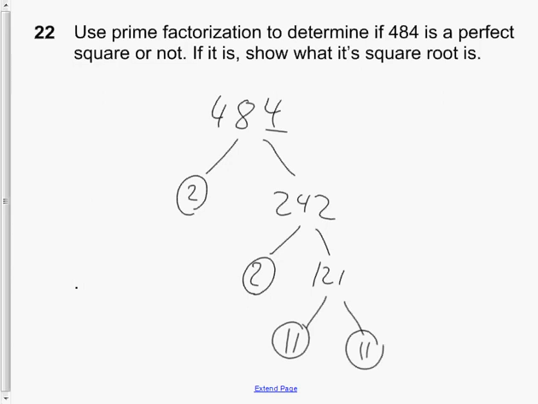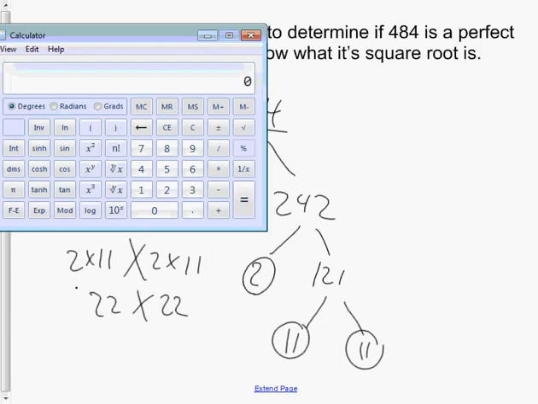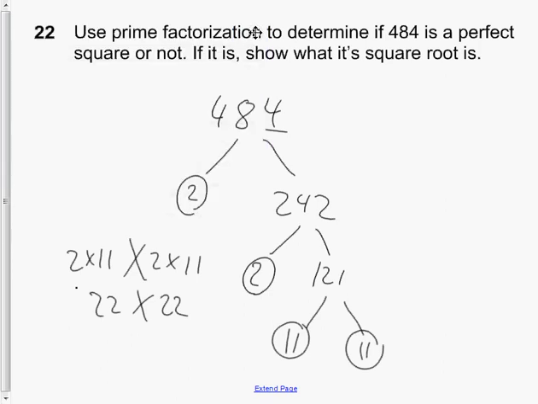Now when I look at those circled prime factors, 2 times 2 times 11 times 11 is 484, I can rearrange those into 2 equal groupings, which means that 22 times 22 is one way to get 484, which means that 484 is a perfect square. And if I go ahead and take 22 times 22, it equals 484. So yes, it is a perfect square.